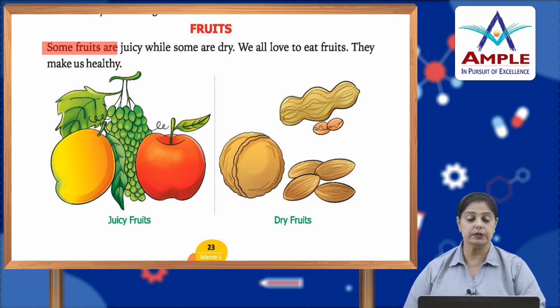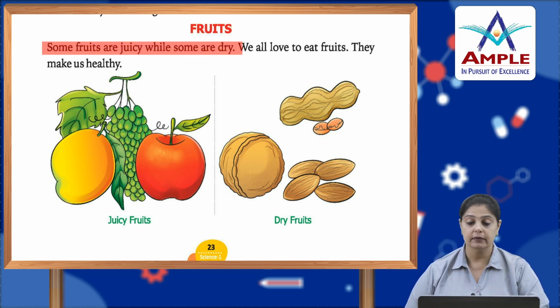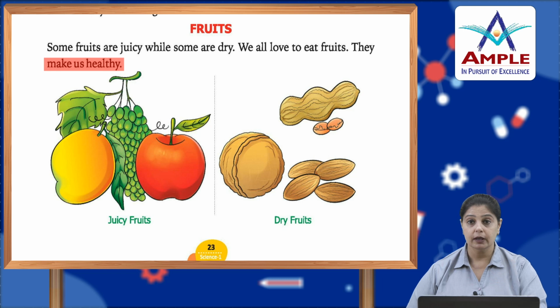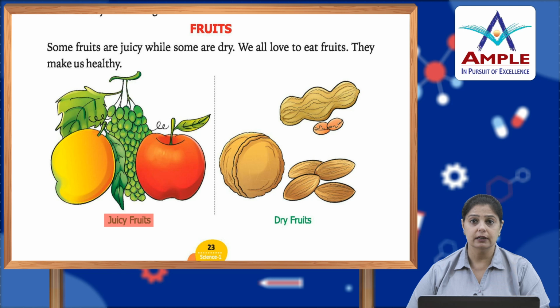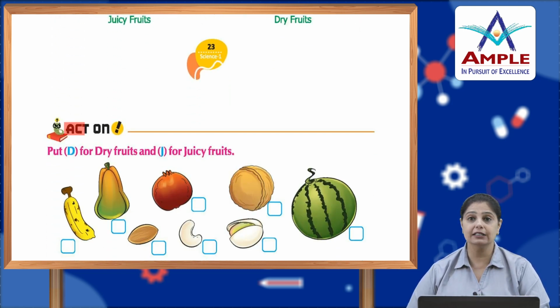Some fruits are juicy, while some are dry. We all love to eat fruits. They make us healthy. Now, when you look at the fruits, you have different types of fruits. One are the juicy fruits, like the apple, the mango, the pineapple, the grapes. These are all juicy fruits. And there are dry fruits, like the almonds, the walnuts, the raisins, the peanuts. These are all dry fruits.